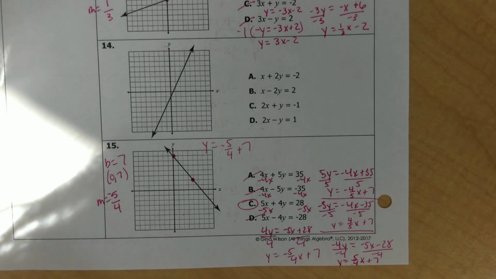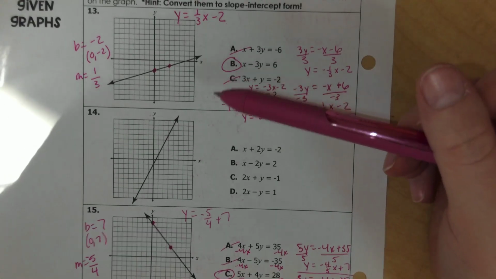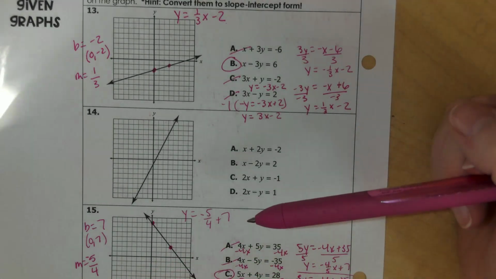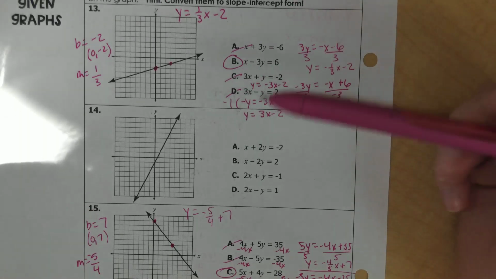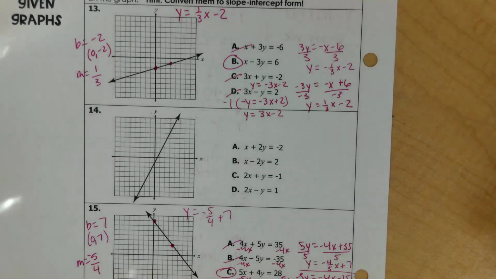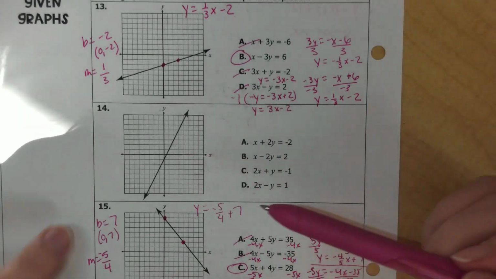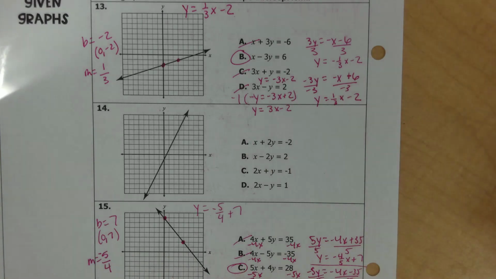So a little bit of work with these, but definitely doable. It's always good when you're going from a graph to an equation to use slope-intercept, and then we can just convert back when we go into standard form. So just give number 14 a shot. If you have questions, you can ask me, but use numbers 13 and 15 as a guide to help you out.